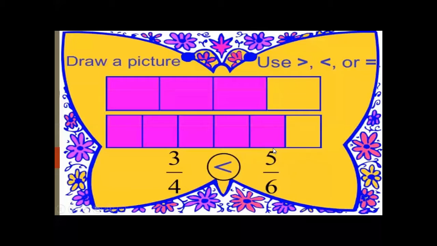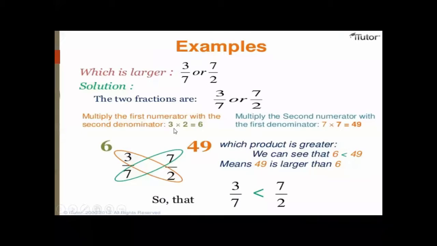So 18 upon 4 and 20 upon 6. After taking the LCM, we can see that one fraction is larger. Okay, which is larger? Multiply the first numerator with the second denominator, like 3 twos are 6. Multiply the second numerator with the first denominator, meaning 7 sevens are 49. Which product is greater? We can see 49 is larger than 6.